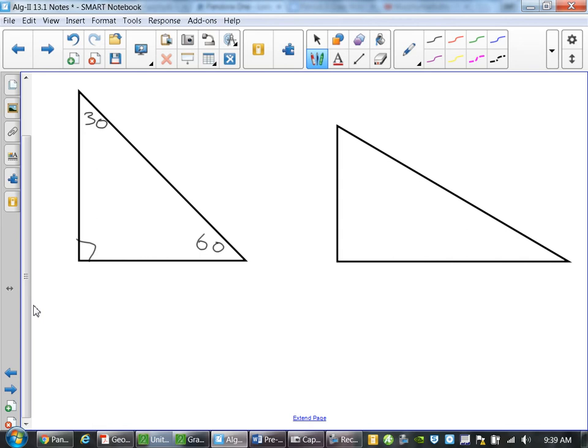Oh yeah, you're right. That does look a little bit better, doesn't it? Okay.